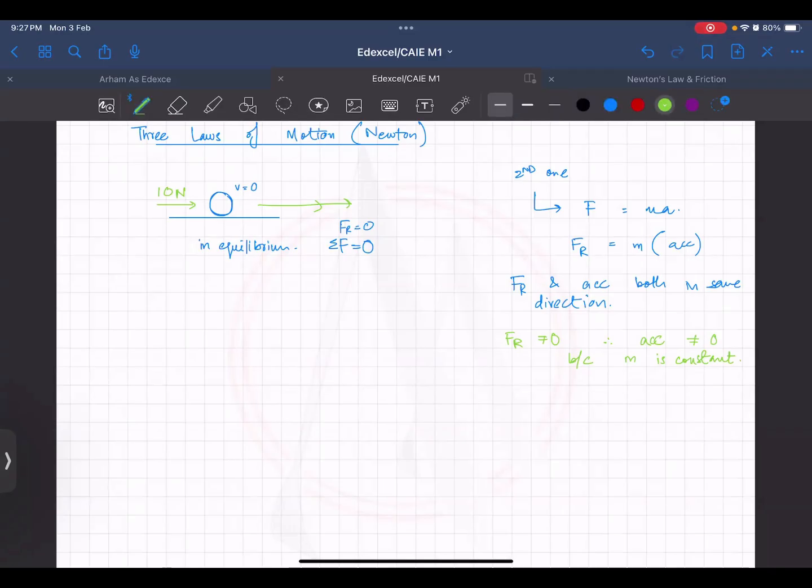And if your resultant force is zero, this means that acceleration would be zero, because mass is again always present. Mass is a constant. Mass will never become zero. So if your resultant force is zero, then acceleration is zero. And acceleration can be zero in two cases: when your velocity is zero, or when your velocity is constant.